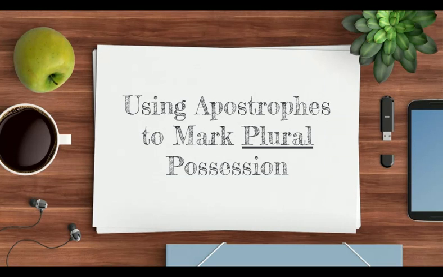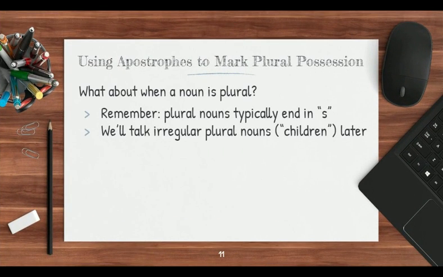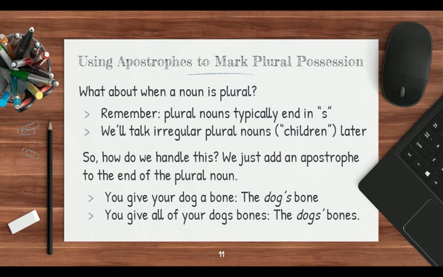How about plural possession? So we said that nouns can be singular or plural, right? And we know that an apostrophe S will mark possession for a singular noun. What about plural, though? Well, there's a bit of a new way. So when a noun is plural, typically that noun will end in S. Now, we'll talk about irregular plural nouns such as children, you remember from a couple slides ago, later, because those have their own possession rules. How do we handle these standard regular nouns when pluralized, though, to make them possessive? Simply, we add an apostrophe to the end of the plural noun.